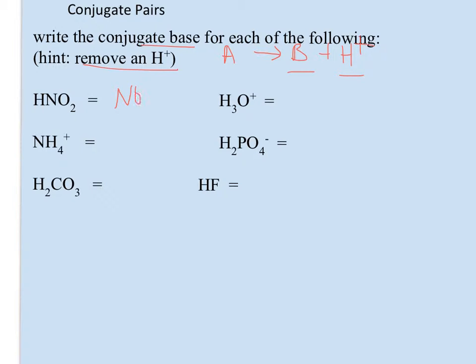So this first one, if I take an H plus off, that would leave behind NO2 minus. H3O plus, if I lose a hydrogen ion, would leave behind H2O, and the H plus takes that positive sign with us, so it'd just be neutral H2O. NH4 plus would be similar, and losing H plus would leave behind NH3 with no charge. H2PO4 minus has already lost one hydrogen, because phosphoric acid is usually H3PO4. So if it loses another, it would become HPO4 2 minus.